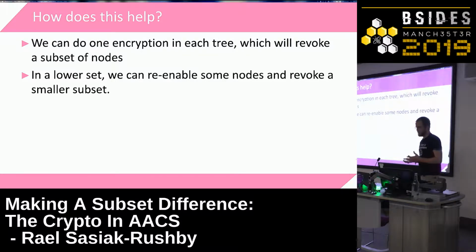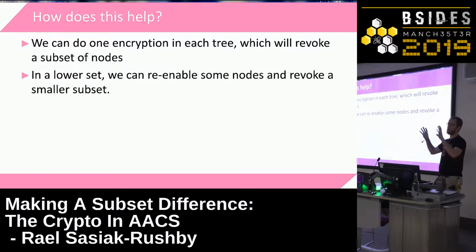But how does this help? When we've got multiple trees, what we end up doing is that we can do 1 encryption per tree, and that revokes all of those items underneath that encryption. But then in the lower tree, we can re-enable certain sections by having a tree that only certain people can access, and we encrypt in there, and then only bits of that get revoked. And we kind of re-enable, revoke, until we go down the tree and get the exact subsets that we want.